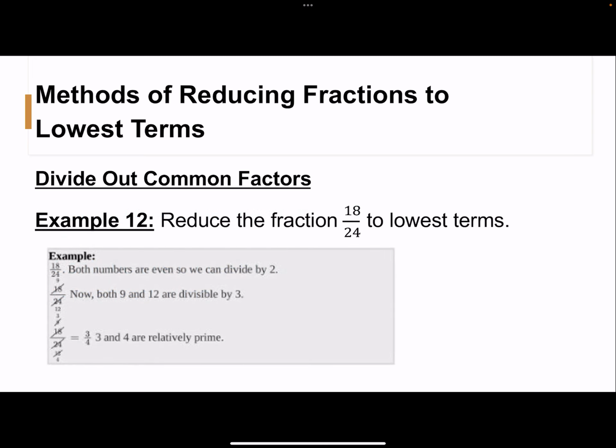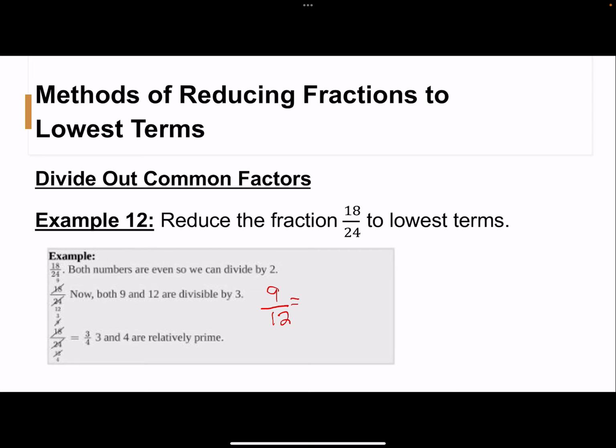So if I reduce 18/24, again, I've started off by noticing they're even. So students may not know the greatest common factor, but they do recognize that they're even, so we divide them by 2. So 18 divided by 2 is 9, and 24 divided by 2 is 12. So I get 9/12.